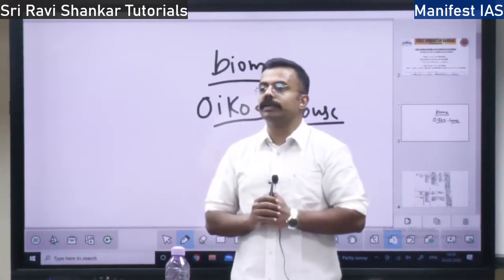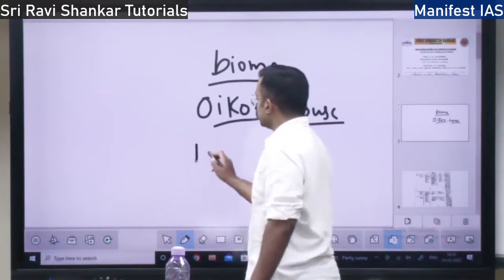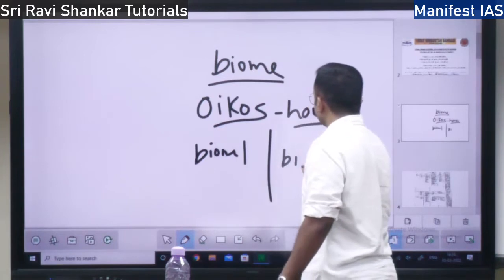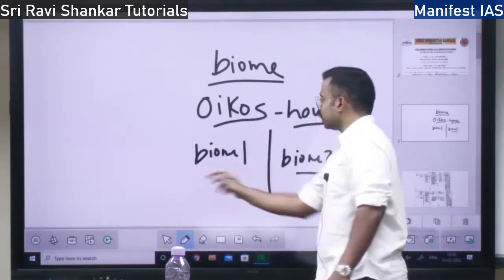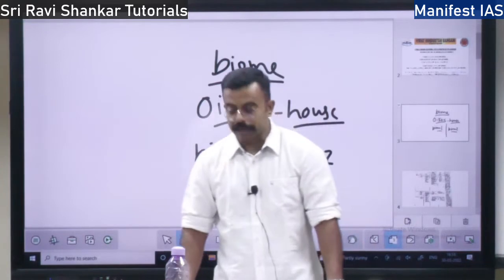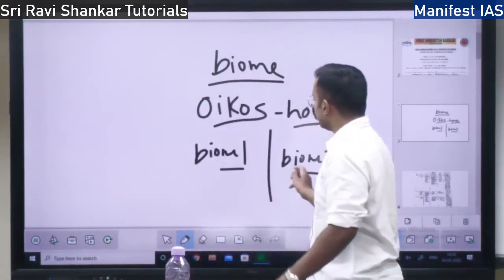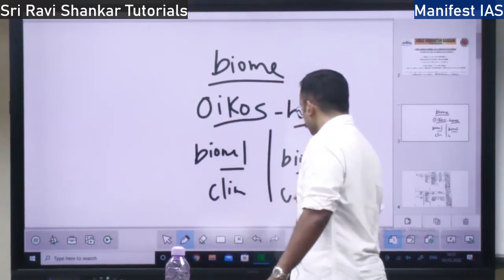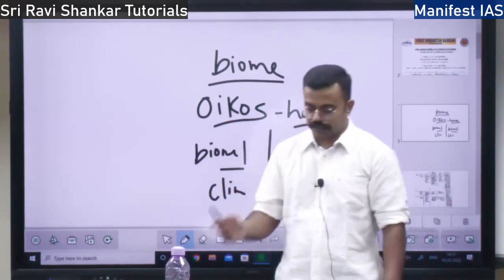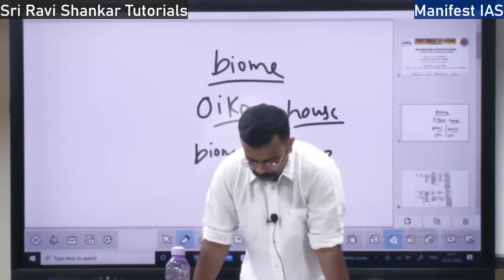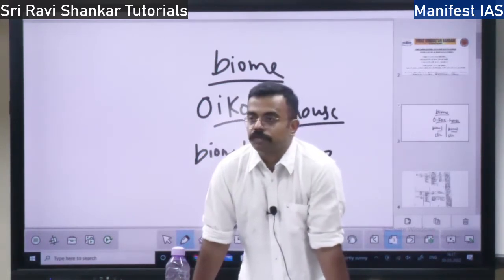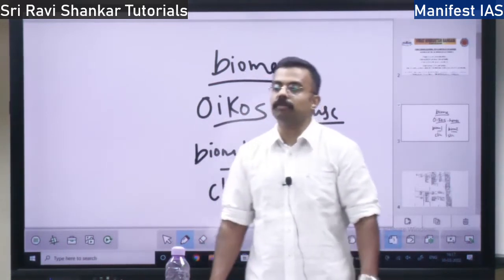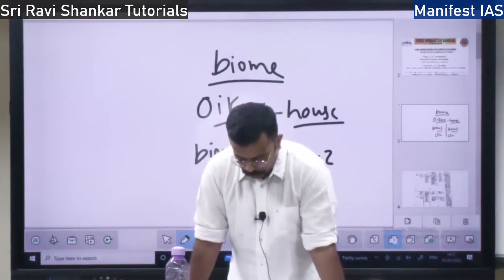So what forms the boundary between different biomes? Let's say there is biome 1 and biome 2. Between biome 1 and biome 2, the boundary factor is the climate. Climate forms the boundary factor between different biomes. So the climate of this biome is different from the climate of that biome. Climate is the determining factor in differentiating the biomes, right? So what are the various types of biomes? You have forest biome, grassland biome, tundra biome, desert biome. All these are the different types of biomes, right?